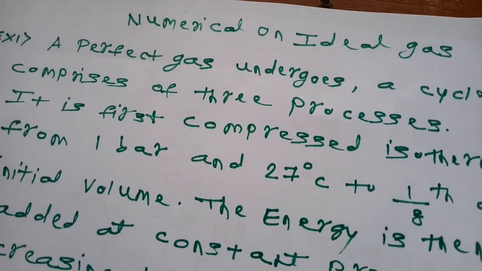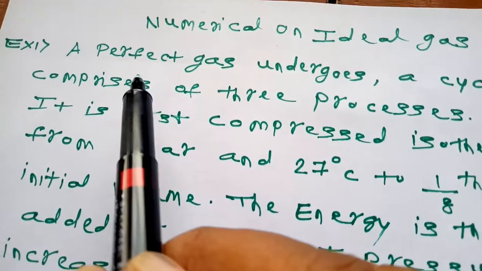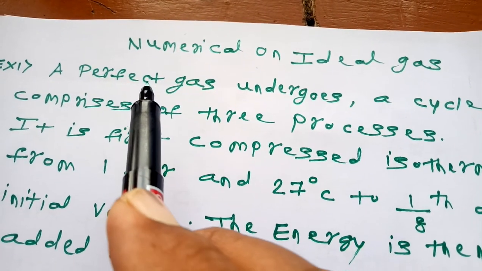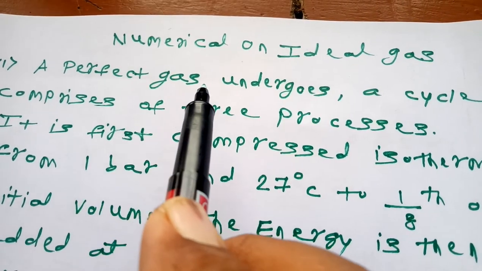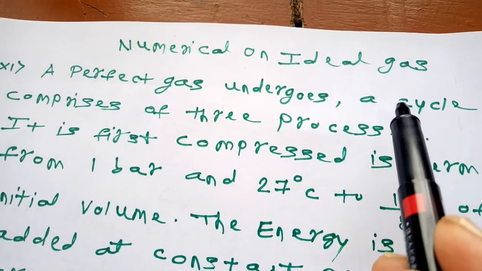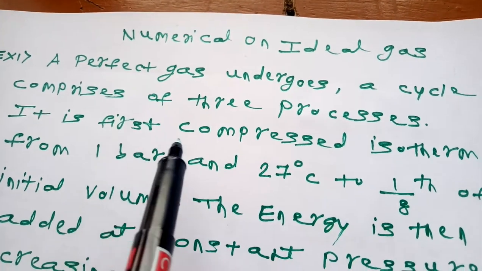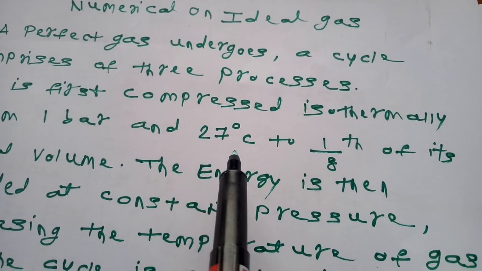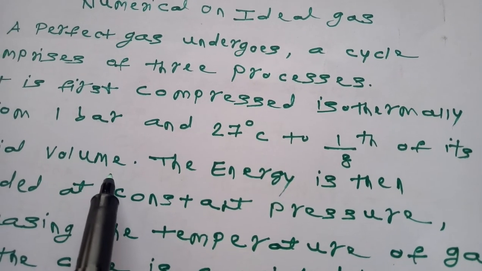Hello friends, let us see one numerical on ideal gas. So this is the problem statement in front of you. So I will read the problem statement first. A perfect gas undergoes a cycle comprised of three processes. It is first compressed isothermally from 1 bar and 27 degrees Celsius to 1/8 of its initial volume.